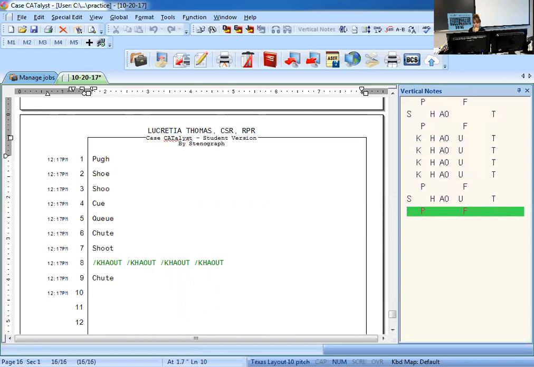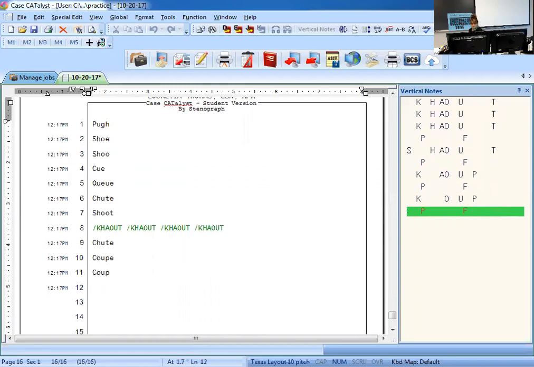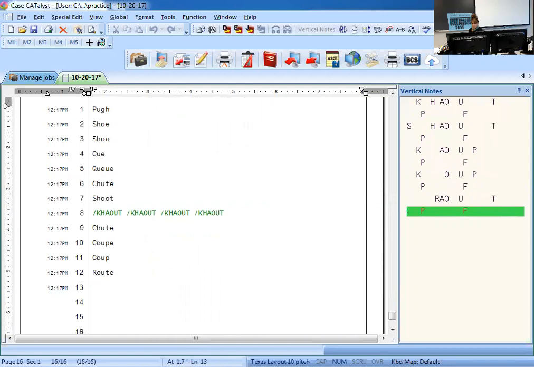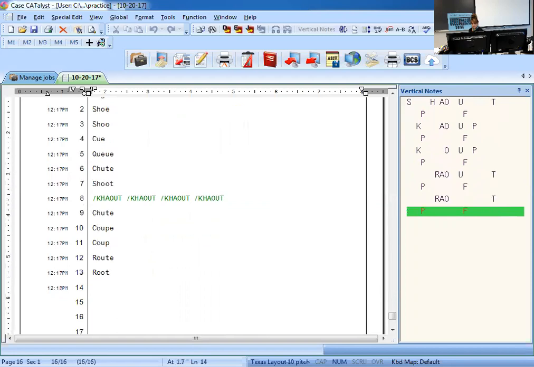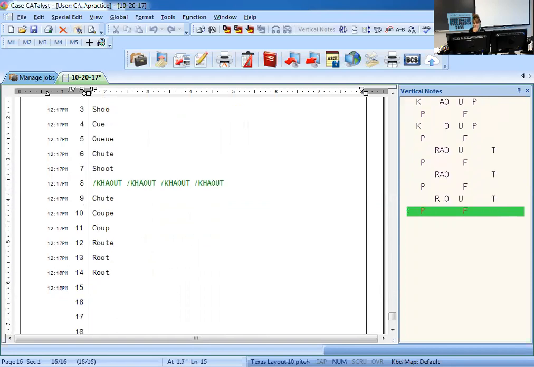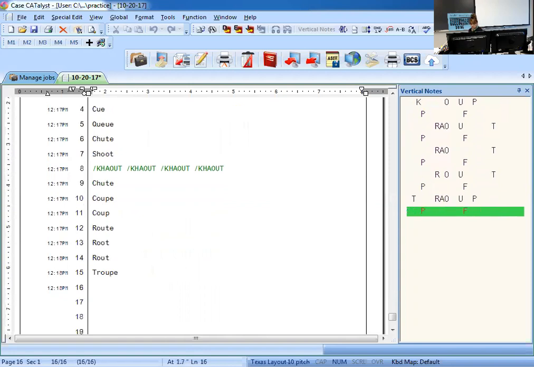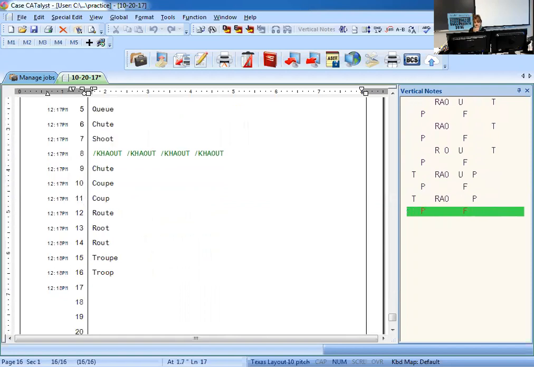You've got coop, K long U-P. Coop, K-O-U-P. Root, R long U-T. For what route did you take? And then root, canal, R-A-O-T. Route, R-O-U-T. Troop, T-R long U-P. Troop, take advantage of the spelling, T-R-A-O-P, because there's an O-O in troop, as in the Boy Scout troop.